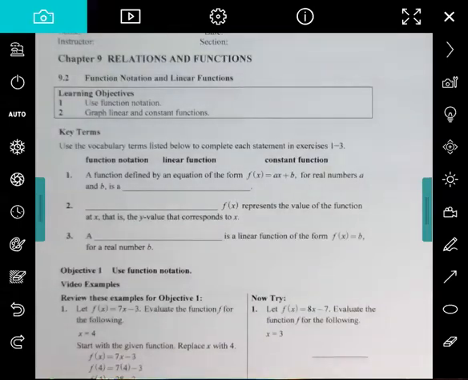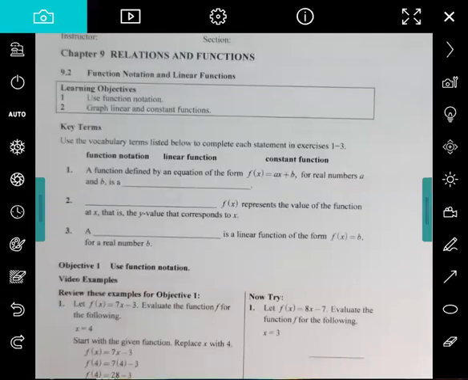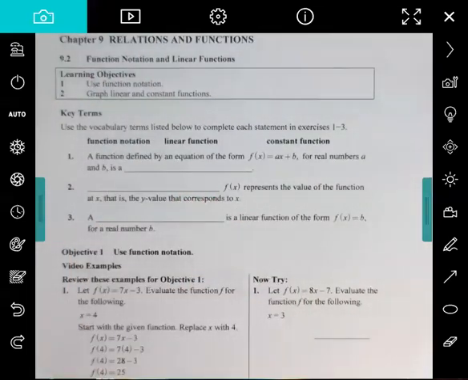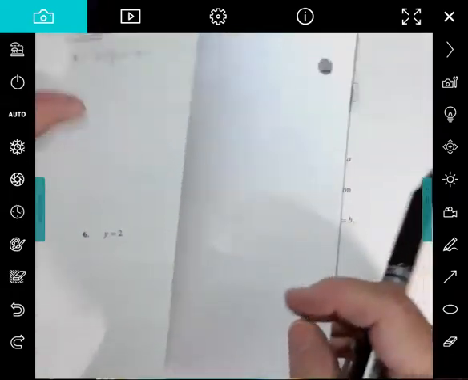And we are continuing on talking about functions and relations. We're going to use function notation, which we did a little bit in algebra. No, we didn't. I guess we haven't done it. I don't know if we've done it. And graph linear and constant functions. All right, so let's begin here.